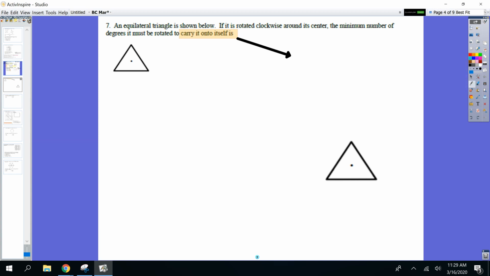Okay, I have an equilateral triangle. I want to rotate it clockwise around the center. Tell me the minimum number of degrees it could be rotated to carry it onto itself. This is something I briefly talked about last week, but we didn't go really hardcore with it. Carry it onto itself. That means I get an equilateral triangle back.